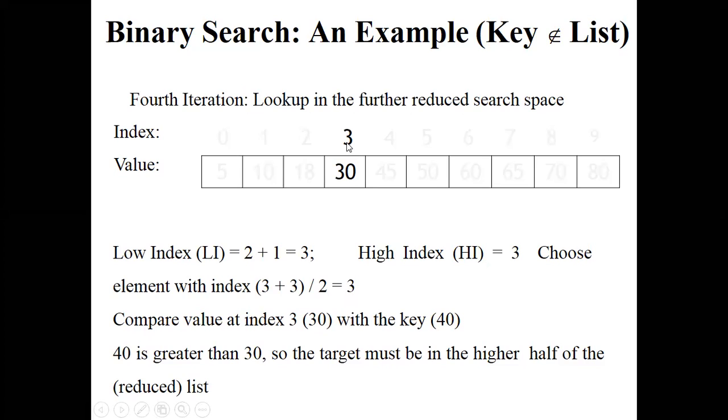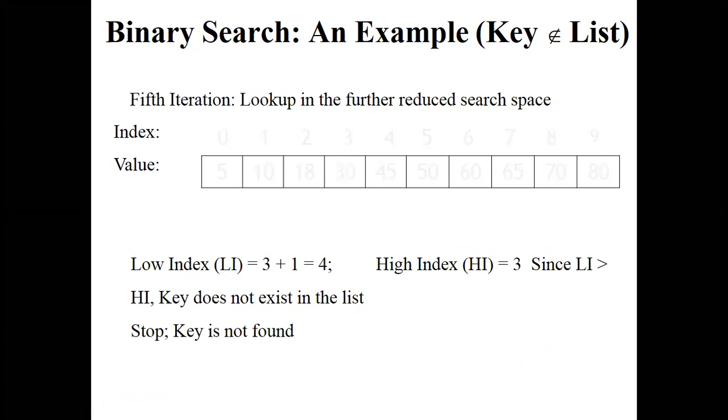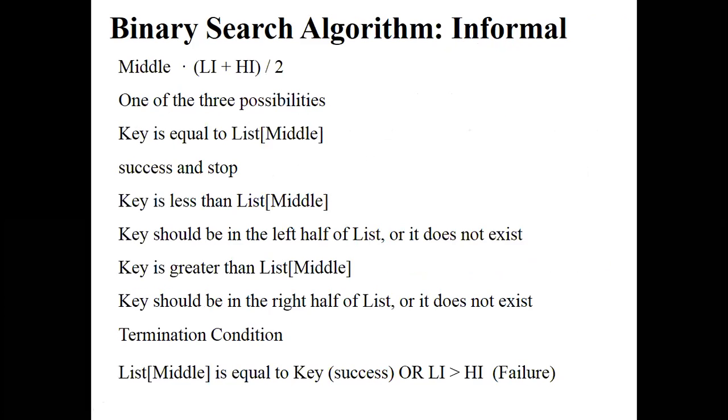Lower limit is 3, upper limit is 3. 3 plus 3, 6 divided by 2, 3. Then at position 3 we have 30, we don't have 40. So in these three operations we know that there is no 40 in the whole array of 10. So we are at the failure situation. However, if we do it with linear search, then we have to check all 10 indexes, and then we can say that 40 is not there. In binary search we do it in 3 or 4 operations.